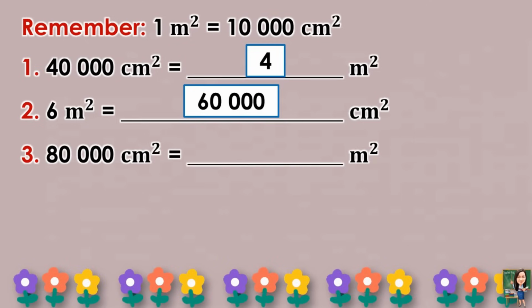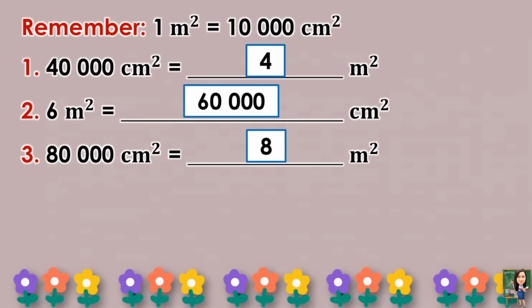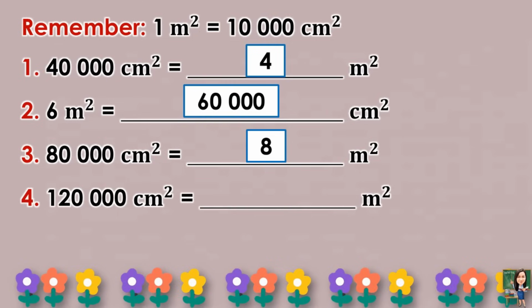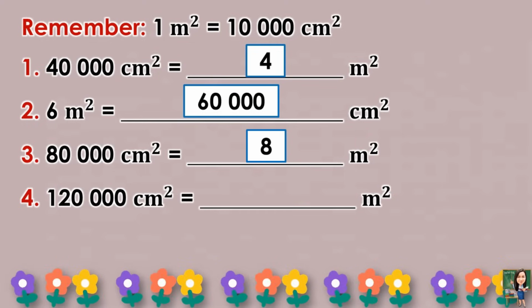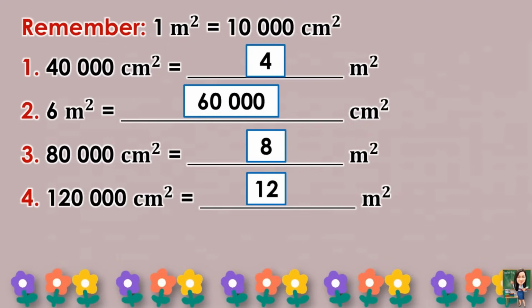Number 3. 80,000 square centimeters is equivalent to how many square meters? Very good. It is equivalent to 8 square meters. Why? Because we divide 80,000 by 10,000. Number 4. 120,000 square centimeters is equivalent to how many square meters? Very good. The answer is 12. Why? Because we divide 120,000 by 10,000.